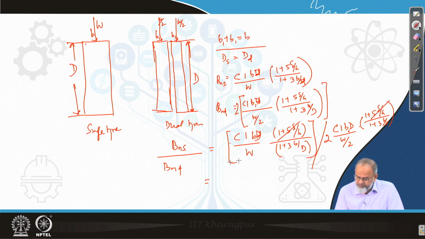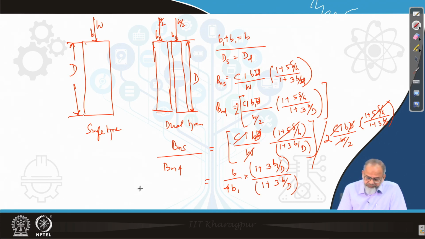Now this will be 4W, so W will cancel out. C1 will cancel because we are operating in the same soil, and D will also cancel out. So what is remaining is B by 4B1 into 1 plus 3B1 by D divided by 1 plus 3B by D.